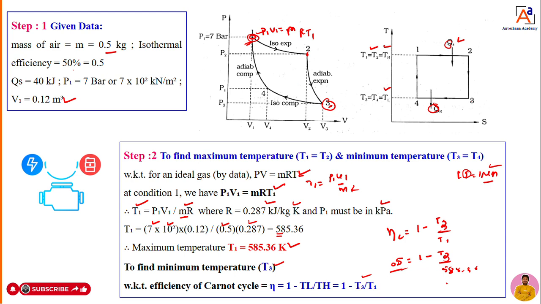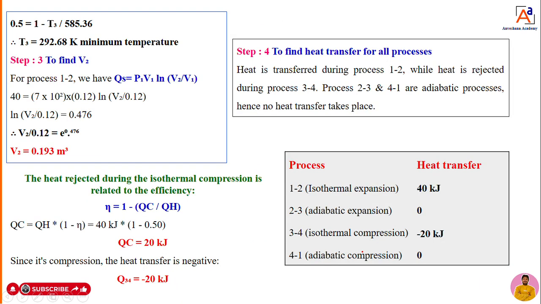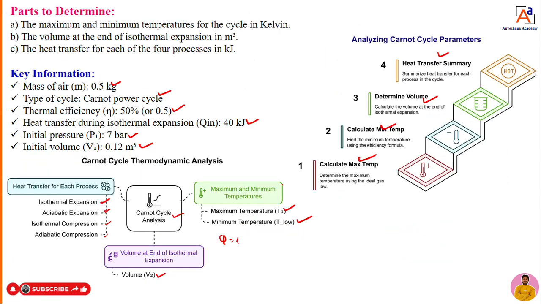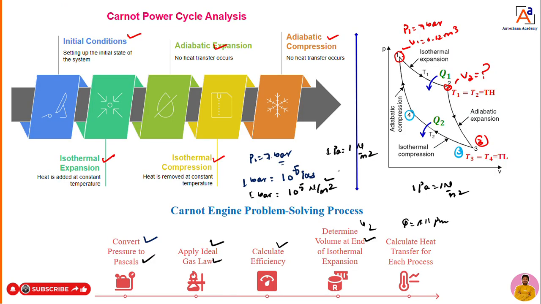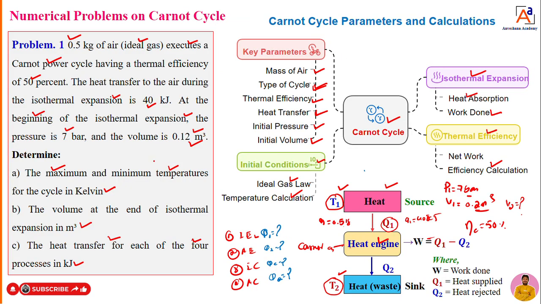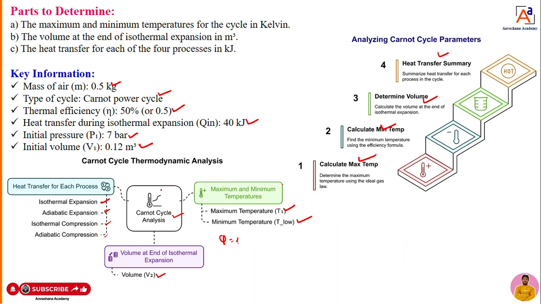So T3 by T1, do substitution, you will get the value. So 0.5 is equal to 1 minus T3 by 585.36. Then do substitution, you will get the value of T3. T3 is equal to 292.68 Kelvin. Hence you determine the temperature also. The first parameter, the maximum and minimum temperatures, that is T1 and T3, are calculated.